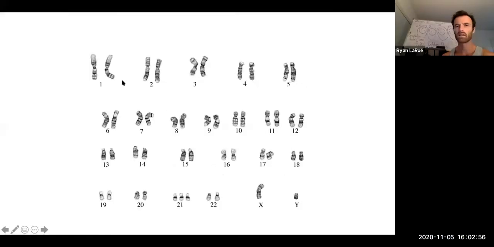Okay, let's take a look at this. Anyone notice something with this karyotype that's not exactly good? Or what's different about this karyotype? What's different about it? Let me erase the board here.